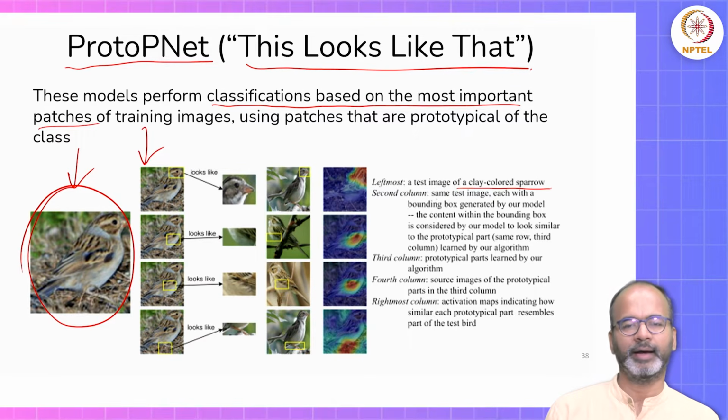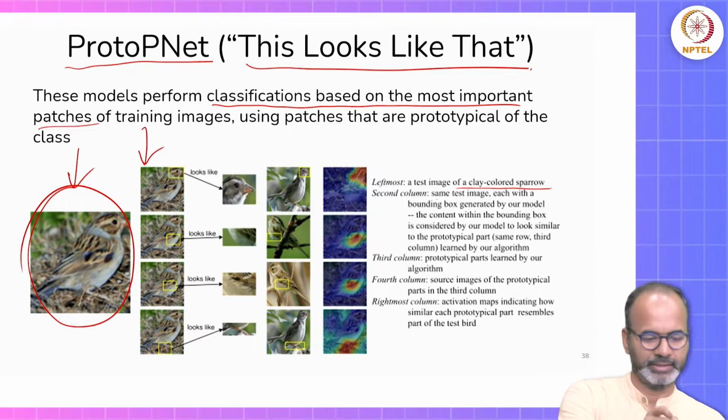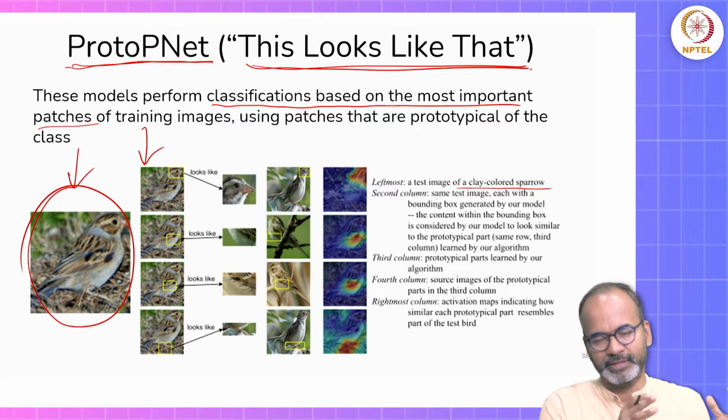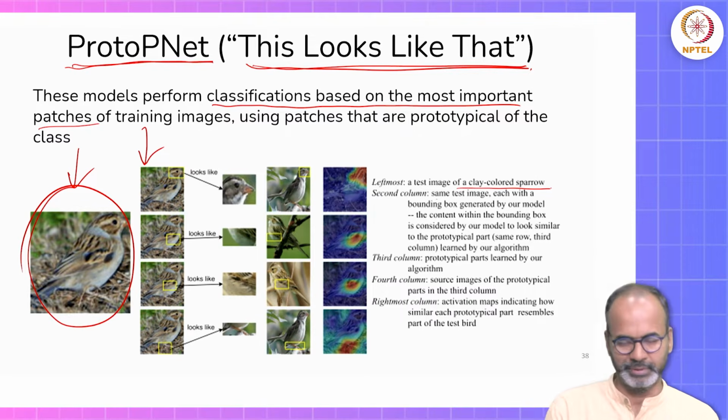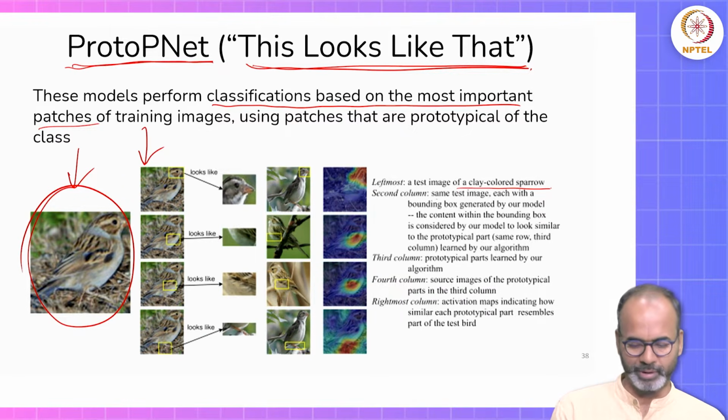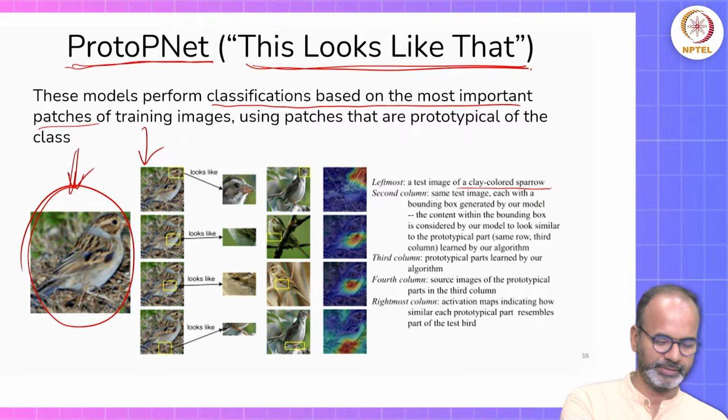Continuing to look at how these models work, here is an idea called ProtoPNet, and the intuition is: this looks like that. Given an image, some parts of it look like that, so can we actually rebuild that image? That's the intuition here. Let's go through it column by column. The left column is a test image of a clay-colored sparrow, that's this.